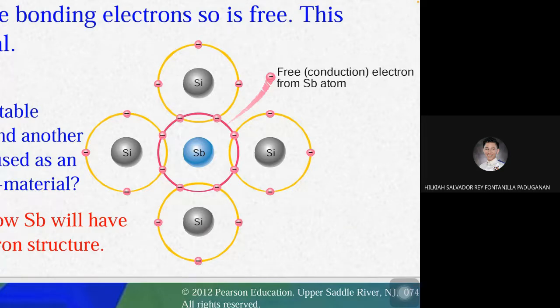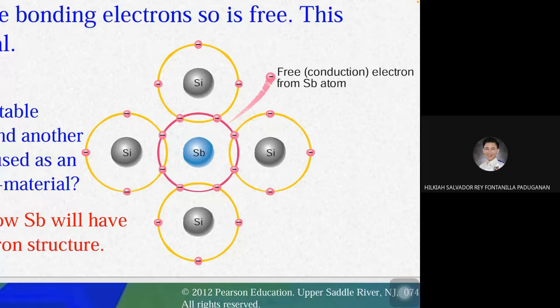Sir, what is the technical definition and purpose of doping? Doping is to make an intrinsic material extrinsic. We could think of it that way. For the technical definition of doping, let me look it up.